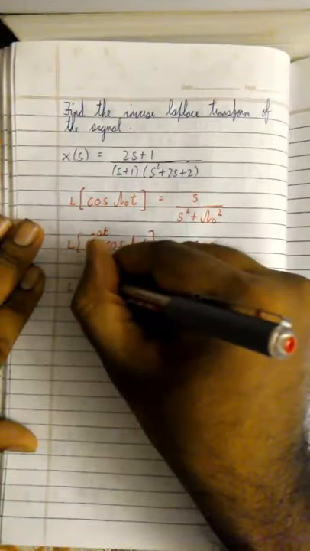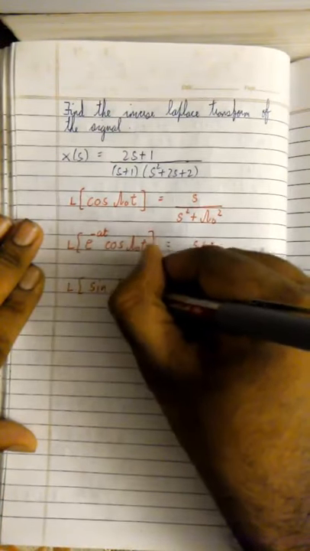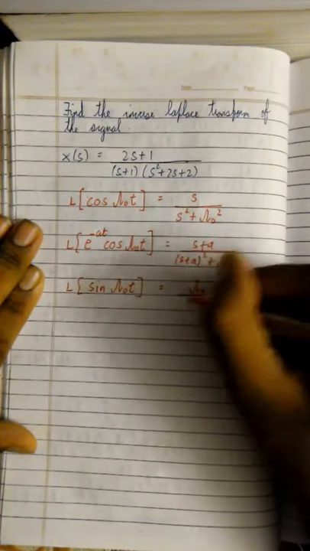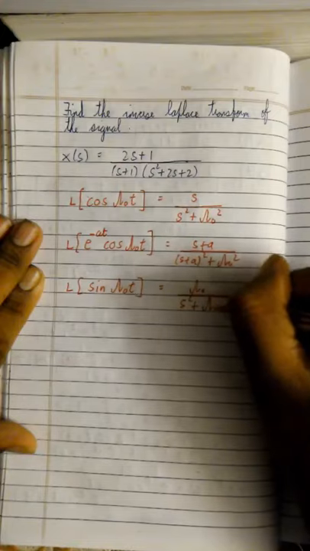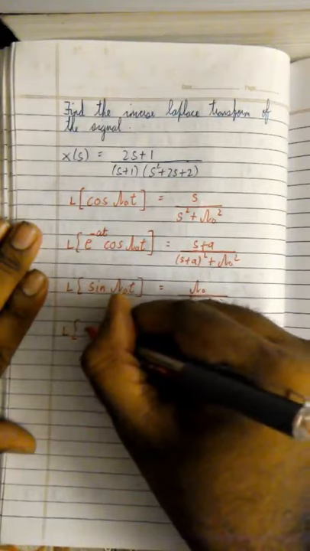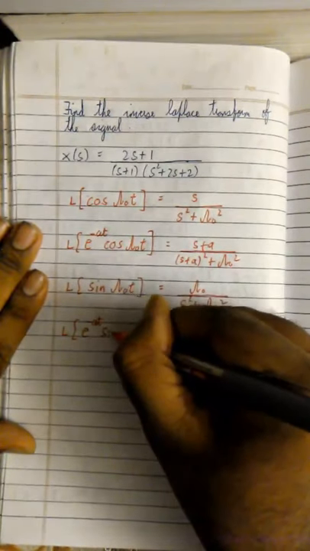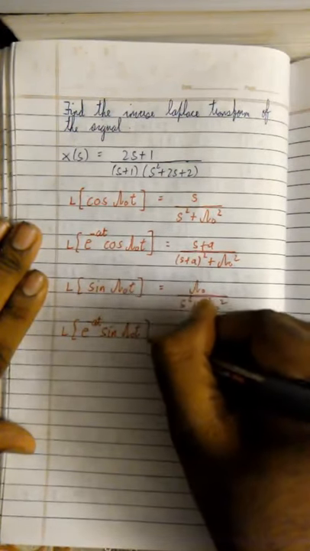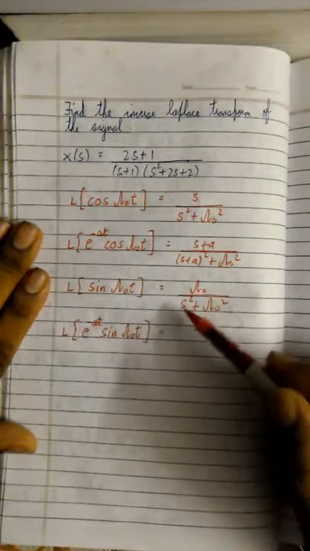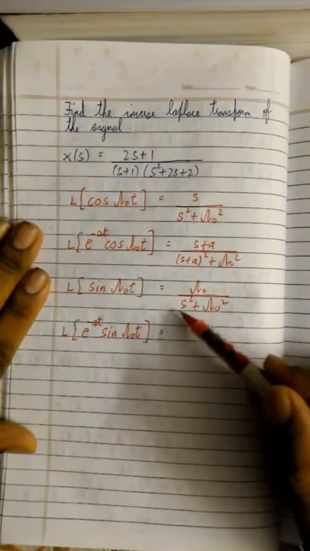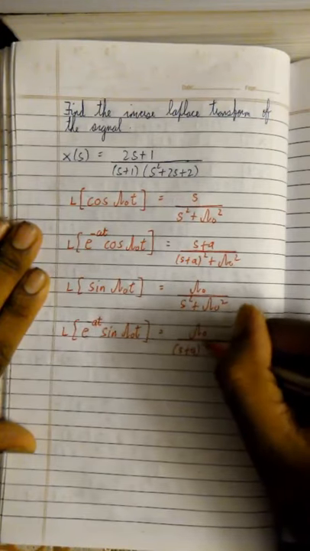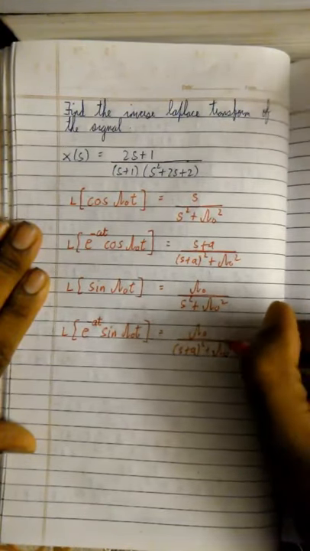The other equation is Laplace transform of sine ω0 t is nothing but ω0 by s square plus ω0 square. In that case, I can also remember that the Laplace transform of e raised to minus at sine ω0 t is nothing but replace s with s plus a, right? So this is more than enough. So ω0 by s plus a the whole square plus ω0 square.